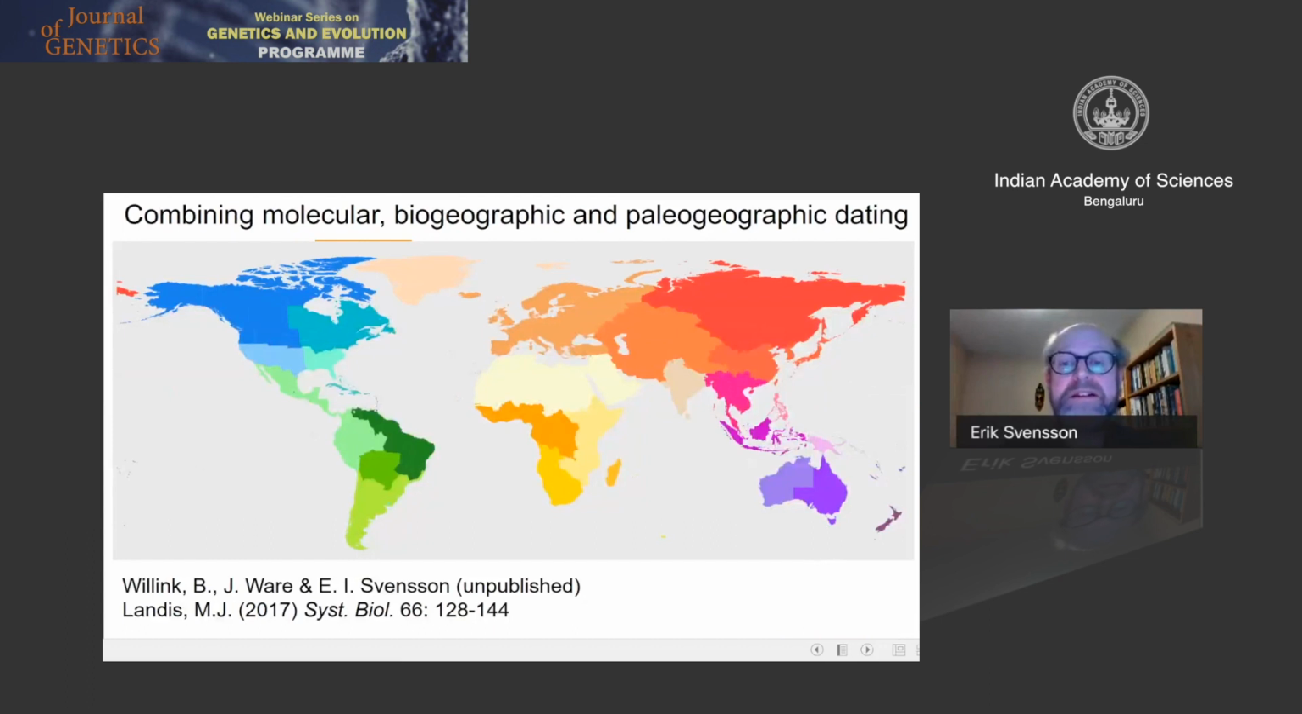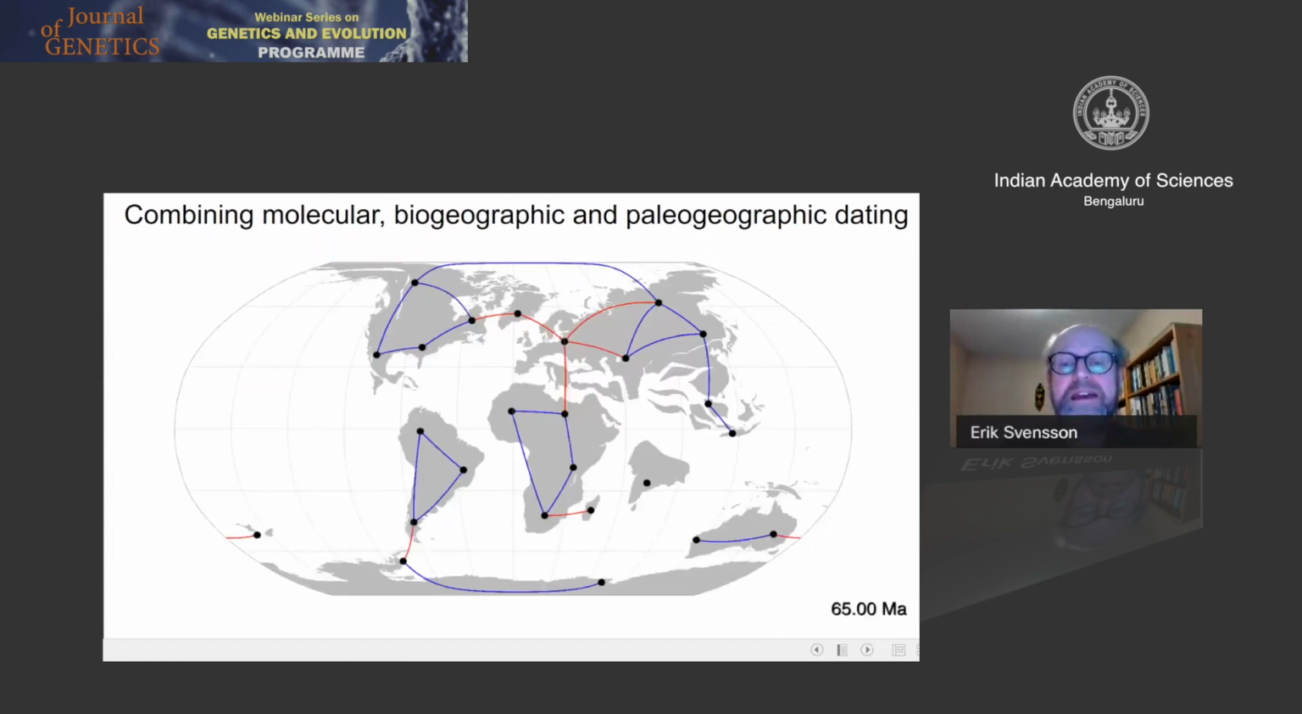Here are, for instance, the different geographic zones of the world that we defined. And then, as you know, continents have moved due to plate tectonics. So we can reconstruct potential dispersal pathways to infer the evolutionary history and timing of dispersal between different continents and so on, incorporating all molecular, biogeographic, and paleogeographic data. And to make a long story short, I will not go into detail.